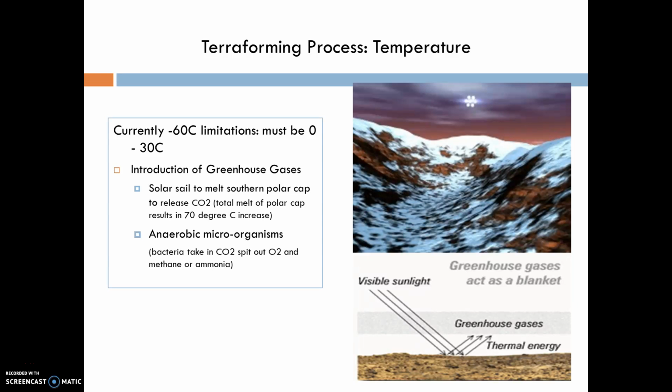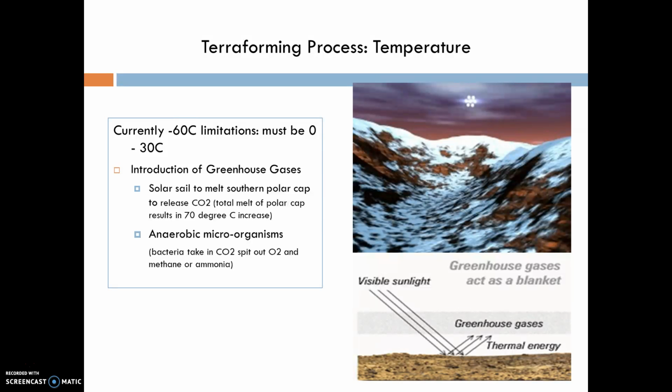Now, currently on Mars, the temperatures are -60 Celsius, to be exact. But we need to change that. And in order to do that, we would need to introduce greenhouse gases, more specifically a solar sail, so we can melt down the freezing temperatures of Mars from at least the southern polar cap and northern polar cap, and to release more carbon dioxide.